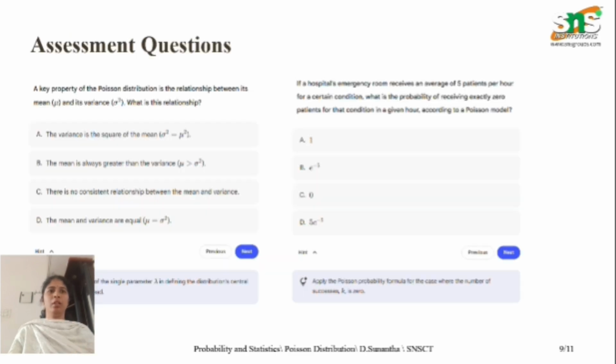So here is an assessment question, in which a key property of the Poisson distribution is the relationship between its mean and variance. We know that mean and variance are both the same. Next, if a hospital emergency room receives an average of 5 patients per hour for a certain condition, what is the probability of receiving exactly 0 patients for that condition in a given hour? This can be solved using the given formula.